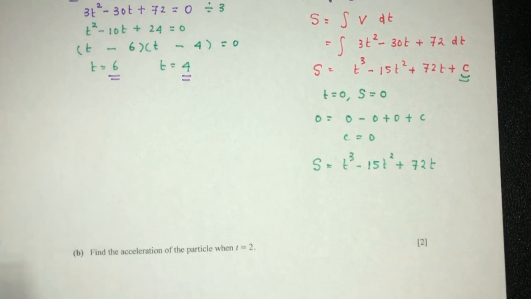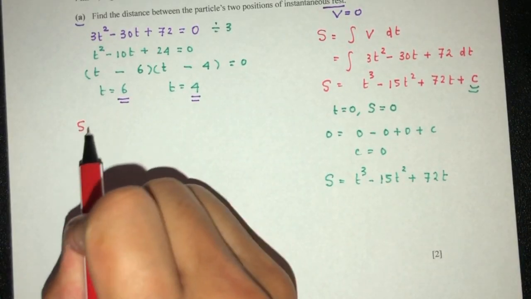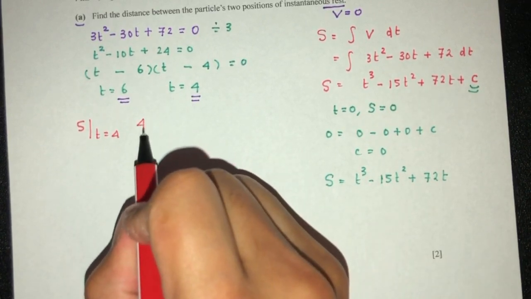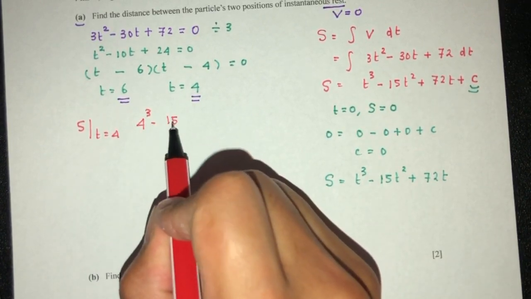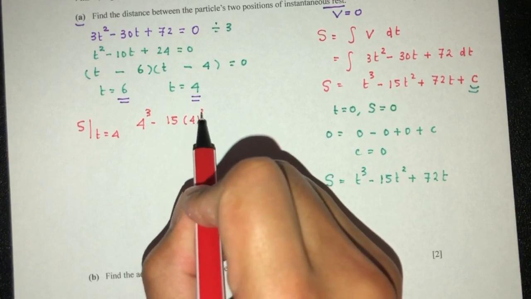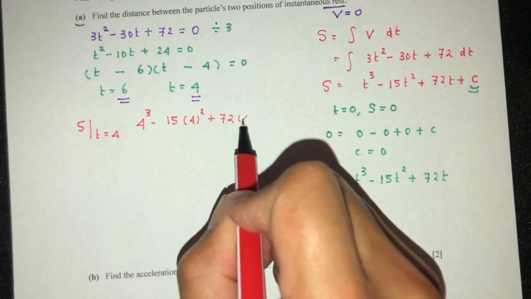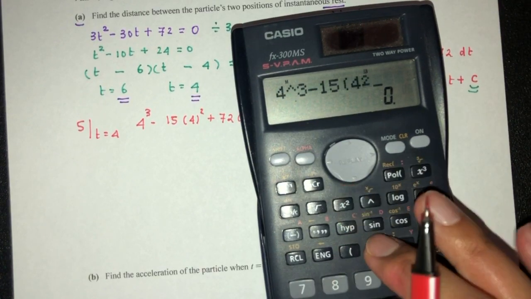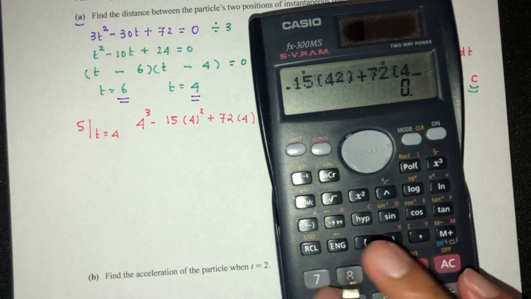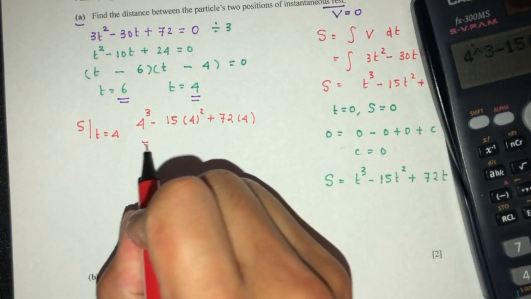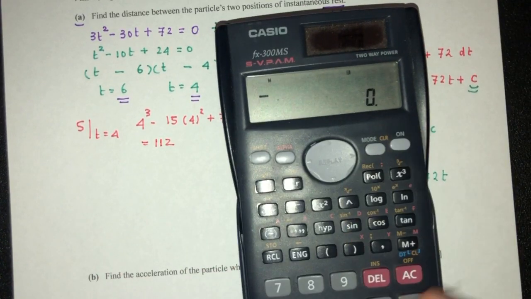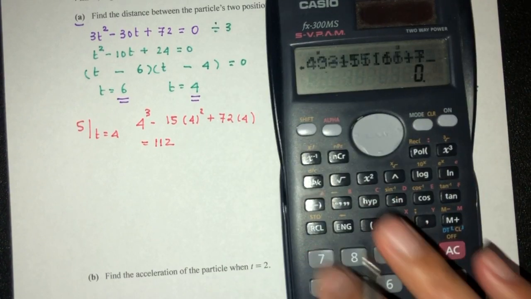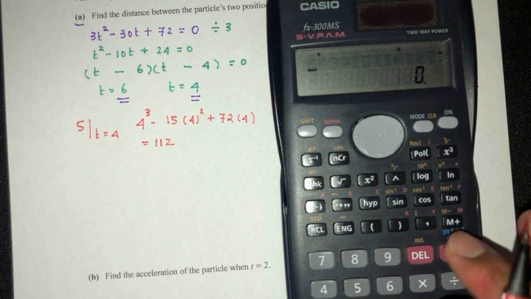Now we can find out one by one. What is the value of s when t is equal to 4? When it first comes to rest, that will be 4 cubed minus 15 times 4 squared plus 72 times 4. That will be 112. Let's check one more time. So 4 cubed minus 15 times 16, and then plus 72 times 4. There you go.